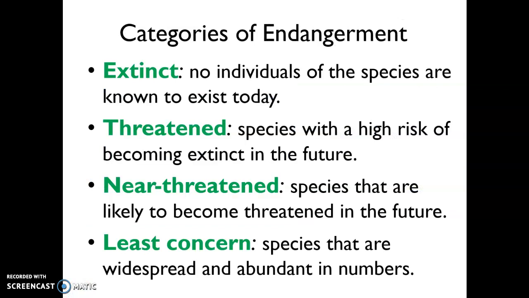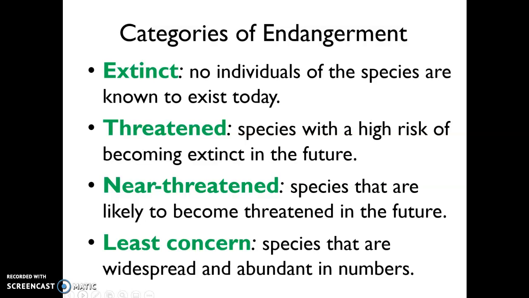So here are the 4 categories of endangerment. Extinct. No individuals of that species are known to exist today. An example of that would be the dodo bird. The dodo bird was a large flightless bird, and it had no predators and especially had no exposure to humans, so it wasn't afraid of them. And so the dodo bird and its eggs were hunted.